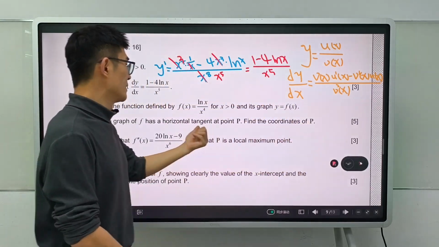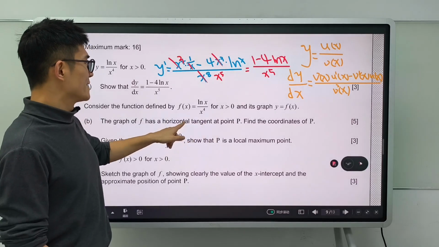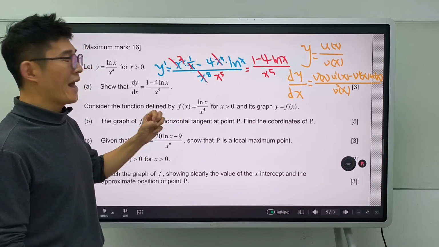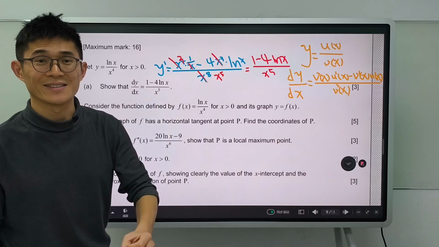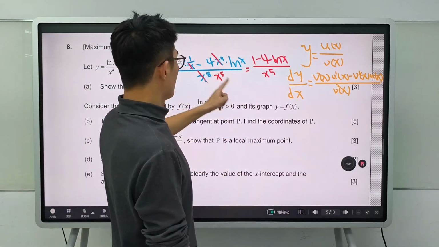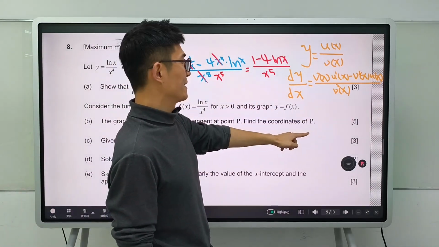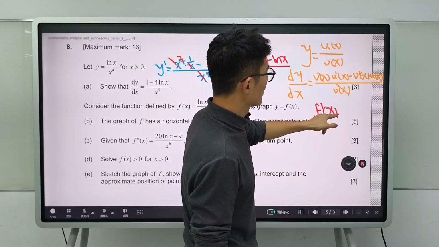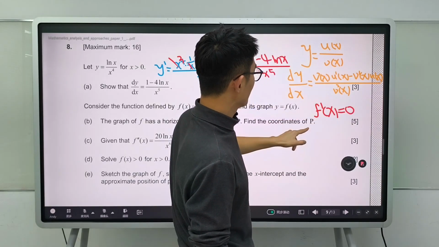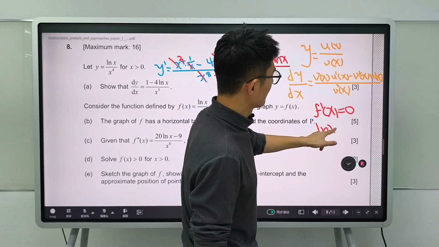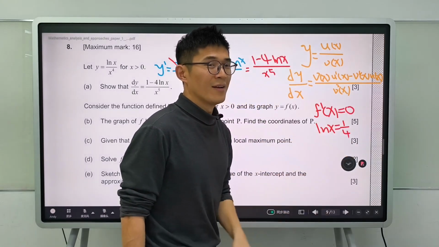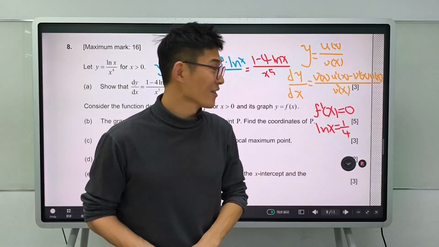Okay, so we need to figure out, because it's a horizontal tangent at point P, the value on the x-axis, right? Simply, we let f prime of x be 0. So we have f prime of x is 0. And this just leaves us ln of x is going to be a quarter. So if this is a quarter, what about x? How are you going to handle this?